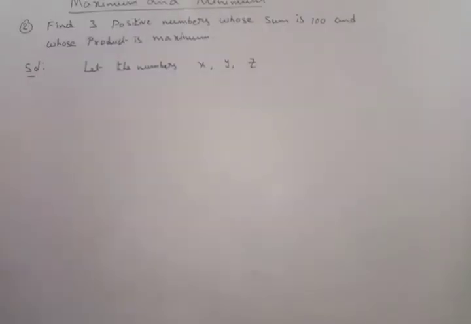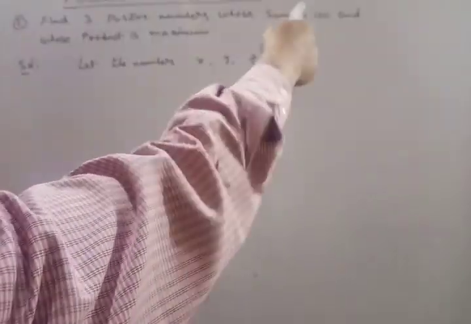Next problem. Problem number 2. Find 3 positive numbers whose sum is 100 and whose product is maximum. Sometimes, instead of 100, they will give you some other constant. So this is a similar problem, a very, very important problem.